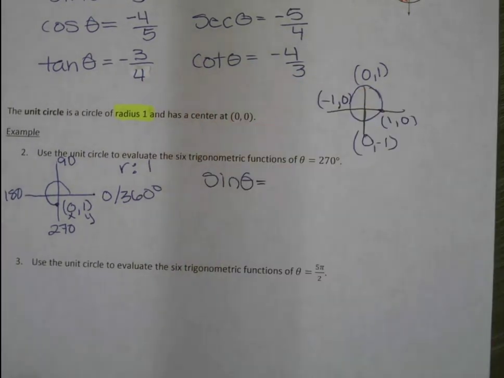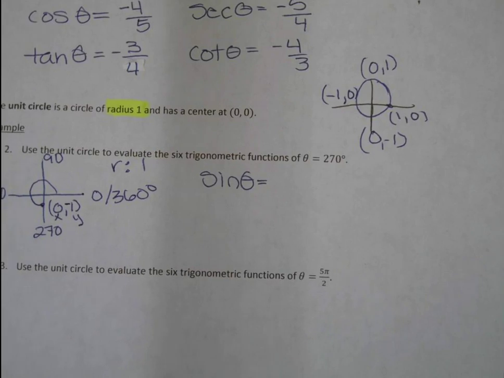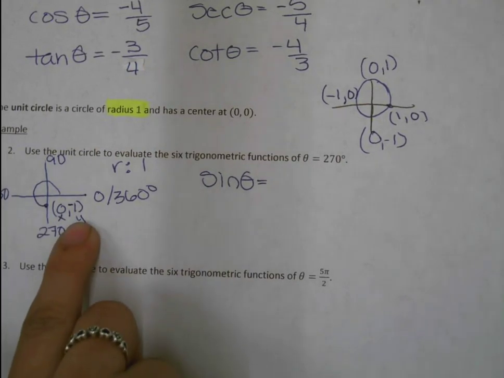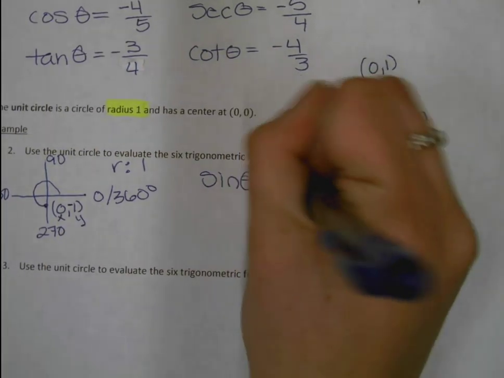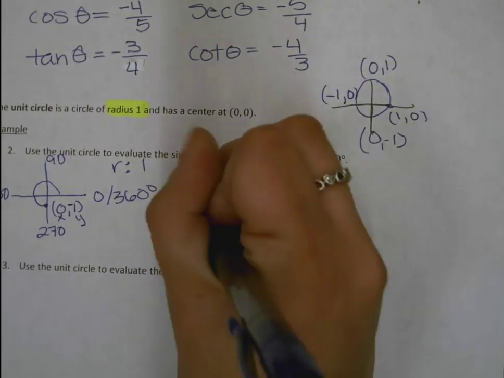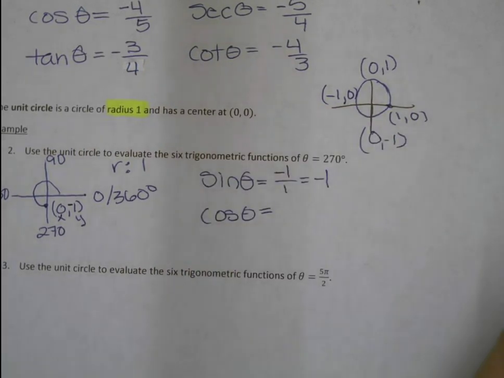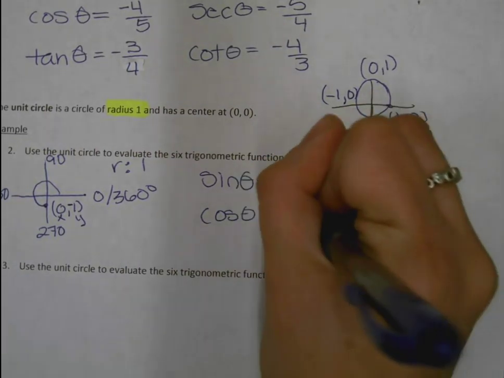So sine is my y value over my r value. My y value, ooh, this is a -1. My y value here is what? Y. Not x. Y is always the second number. So -1 over 1, or just -1. My cosine is my x value, which is 0. My radius is 1, so 0 over 1 is 0.